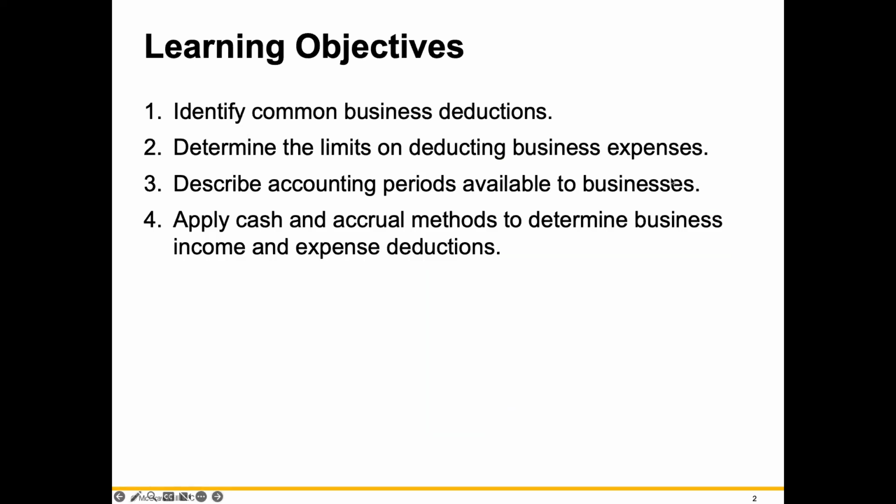We have four objectives in this chapter. So, identifying common business deductions, determining the limits on deducting business expenses, describing accounting periods available to businesses, and applying cash and accrual methods to determine business income and expense deductions.